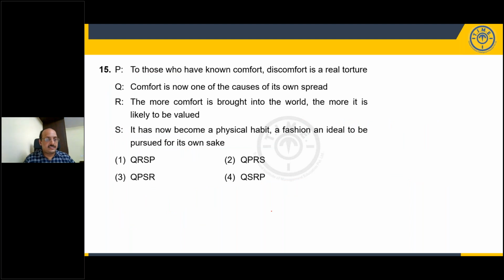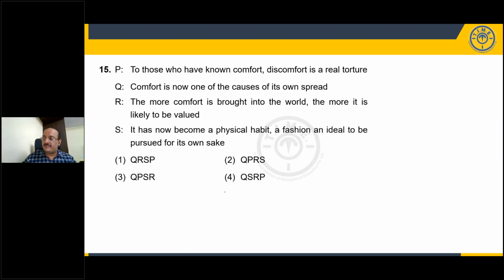Now let's try this. To those who have known comfort, discomfort is a real torture. Comfort is now one of the causes of its own spread. The more comfort is brought into the world, the more it is likely to be valued. It has now become a physical habit, a fashion, an ideal to be pursued for its own sake. So I'm talking about comfort, the fact that now that comfort is there, it has become a certain kind of habit, the way it's important.